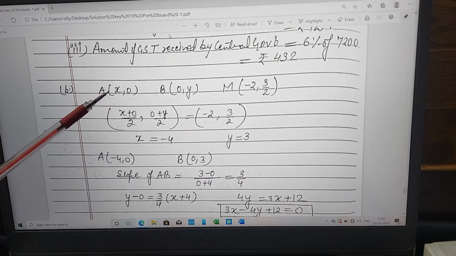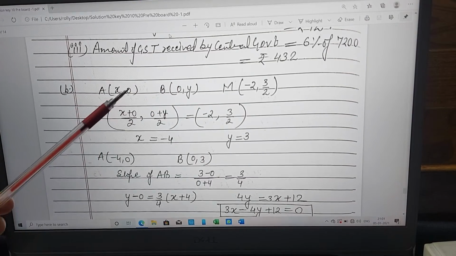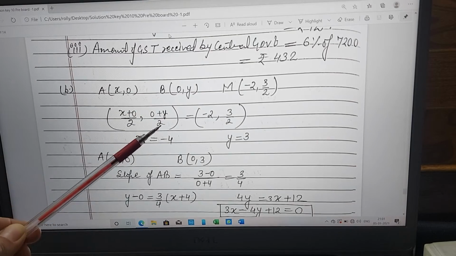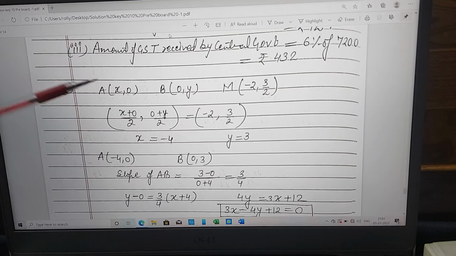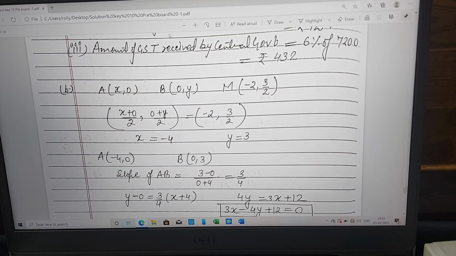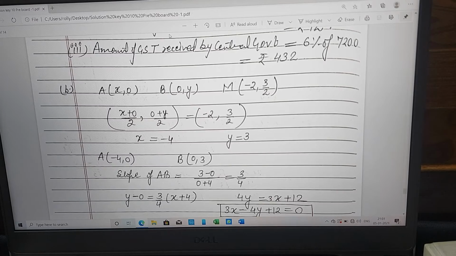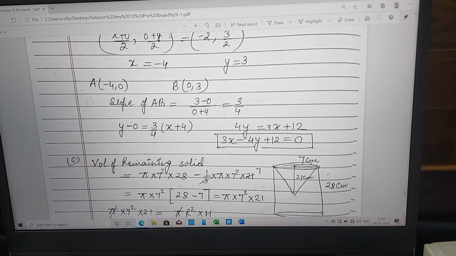We have applied the midpoint formula: x1 plus x2 divided by 2, y1 plus y2 divided by 2. We have compared, x is minus 4, y is 3. So point A becomes minus 4 comma 0 and the coordinates of point B become 0 comma 3. Clear? Then we have calculated the slope of AB and then its equation.